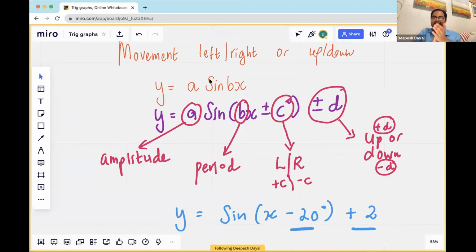Yes, sure. That's really great. Well done, everybody. So it moved right and it moved up, because this one says to the right, because it's minus c. And it's plus 2, so it's up. Yes, great. Thanks, Oratilwe. Yes, Inesipo, that's excellent.